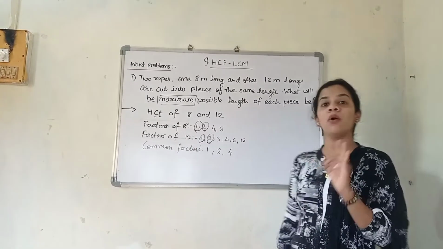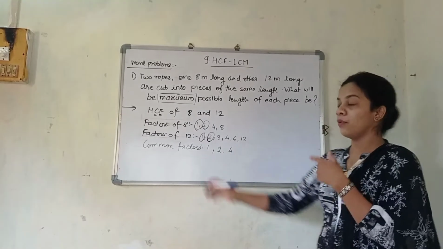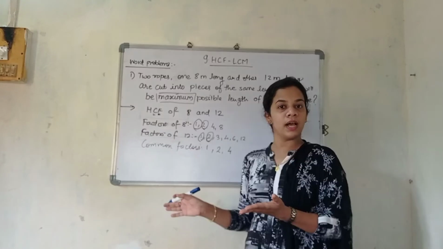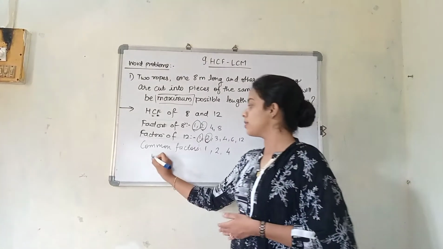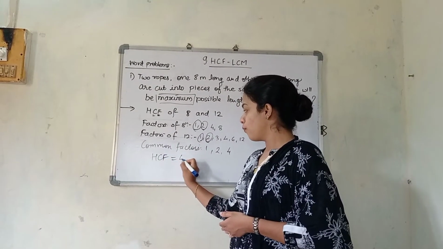So we have got now 3 common factors, and from that we are going to find out HCF. So which is the highest now? Yes, highest from 1, 2 and 4. Which is highest? 4 is highest. So our HCF will be 4.